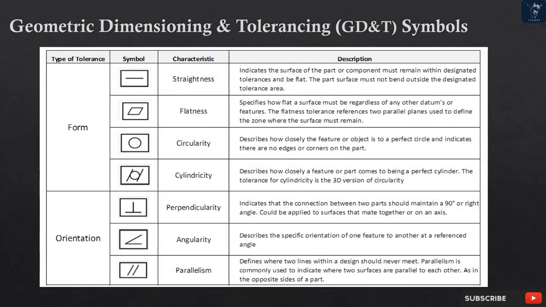Geometric dimensioning and tolerancing, GD&T, symbols.